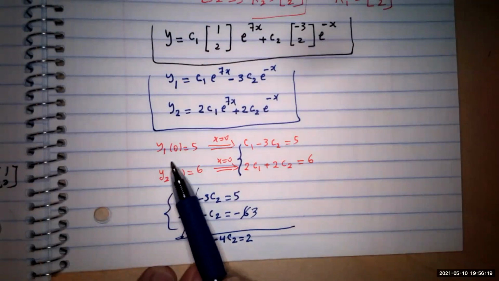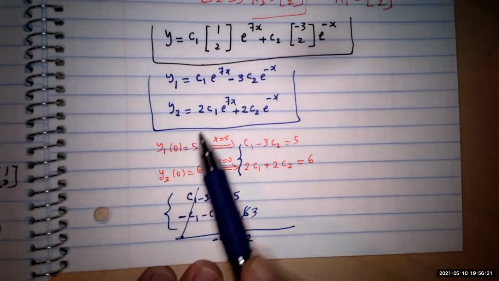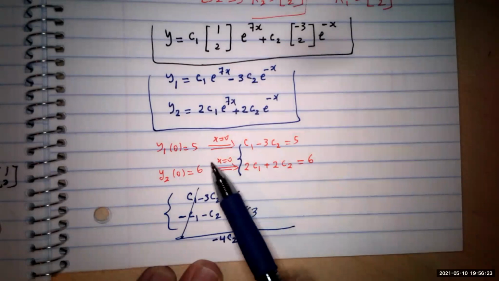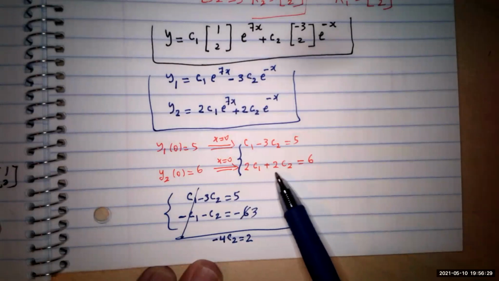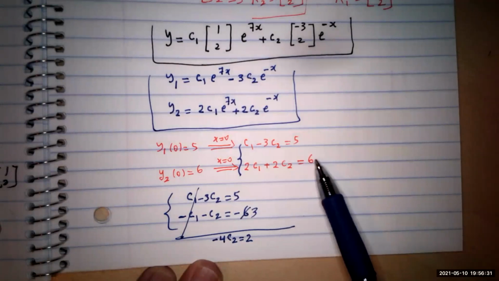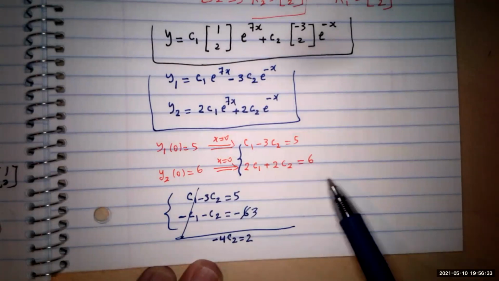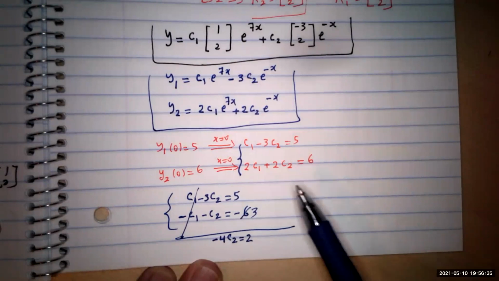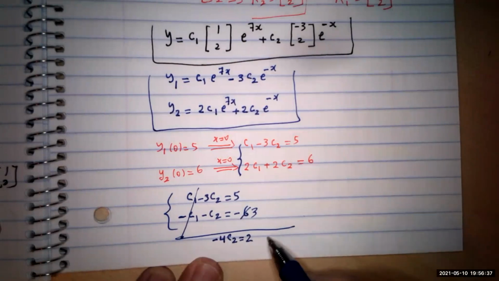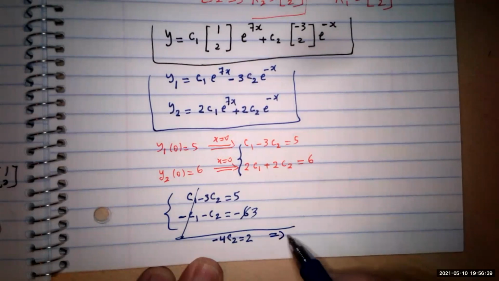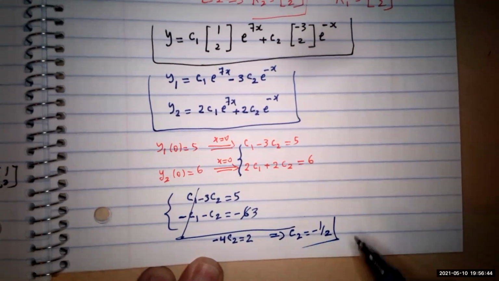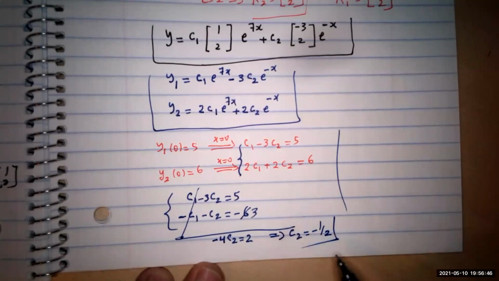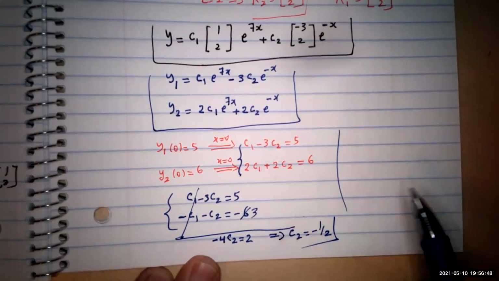Let me double check again. It's c1 minus 3 c2 equal to 5, and over here 2 c1 plus 2 c2 equal to 6. Everything's all right. So c2 would be -1/2, and then substitute here.